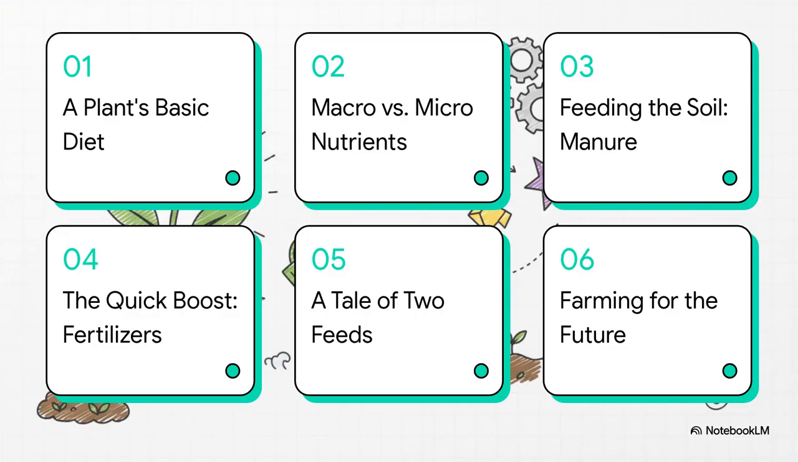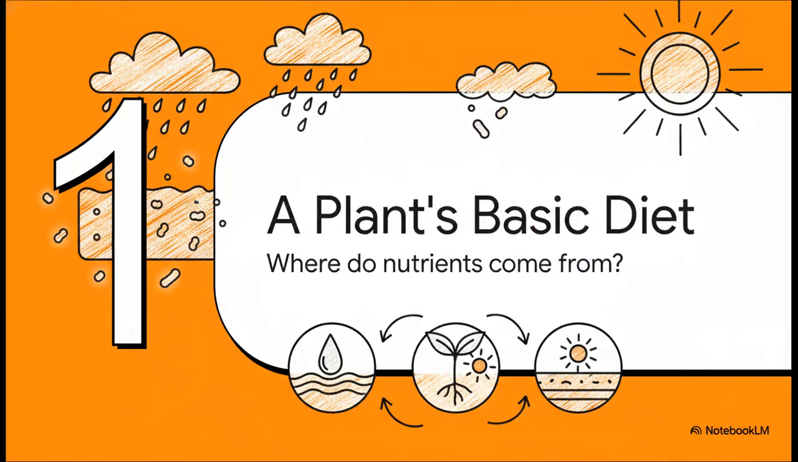Okay, so here is what we are going to cover today. First, we'll look at a plant's basic diet. Then, we'll understand the difference between macro and micronutrients. After that, we'll talk about feeding the soil using manure, and also the quick boost from fertilizers. We'll compare the two, and finally, we'll discuss farming for the future. Right, so let's start with our first topic, a plant's basic diet.